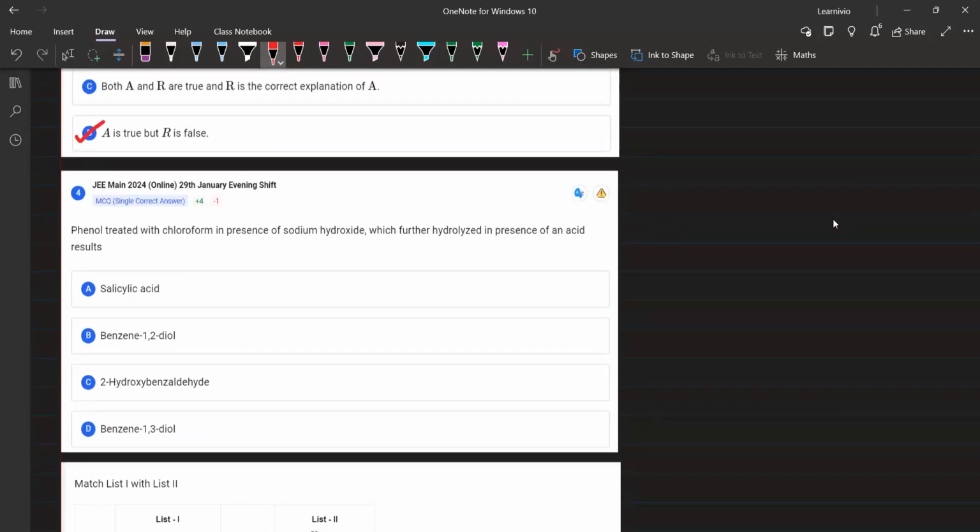This is again very basic. Phenol is treated with chloroform, CHCl3, in the presence of sodium hydroxide, NaOH, which is further hydrolyzed in the presence of an acid, HCl, and results in what? It's one of the name reactions that we have already seen today.